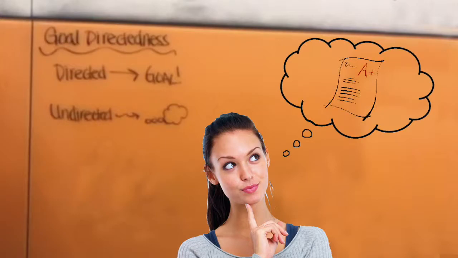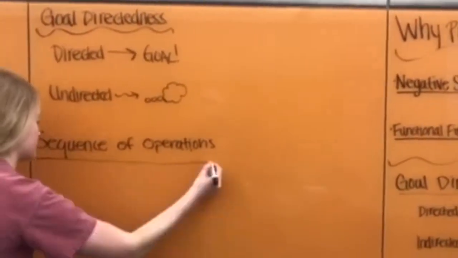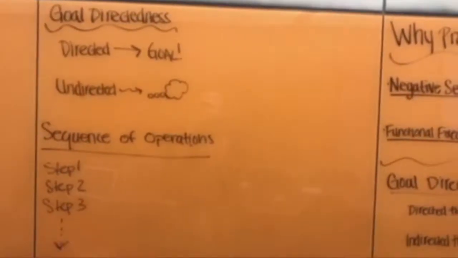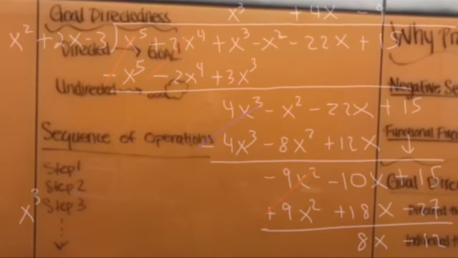Another characteristic of problem solving is sequence of operations. Using a sequence of operations involves using a series of steps to move toward your end goal. For example, long division requires using a sequence of operations to get to the solution.